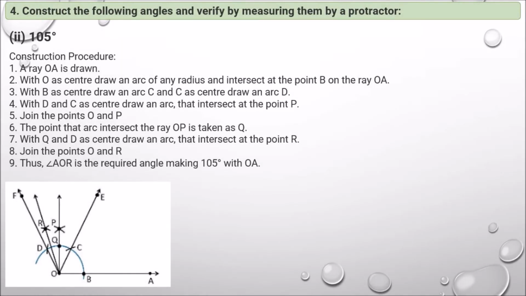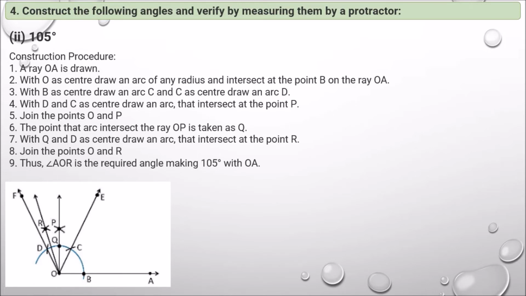Next, we have to construct the angle of 105 degree. So, we first draw the ray OA, then with O as the center draw an arc of any radius which intersects OA at B. So, this is the arc drawn. Now, with B as the center, draw an arc C, and with C as the center, draw an arc D. Now, with D and C as the center, draw arcs that intersect at point P.